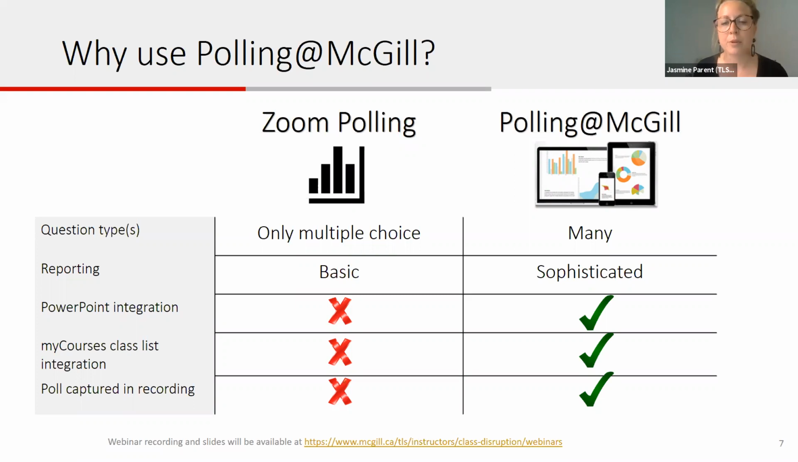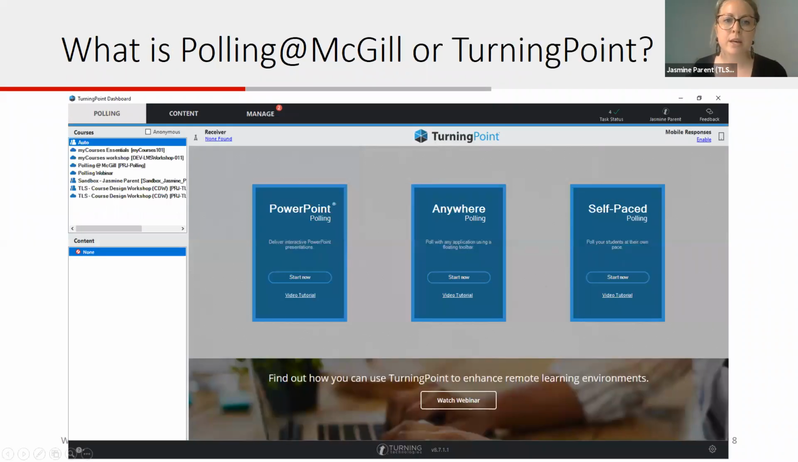So it's not to say that Polling at McGill is necessarily better than Zoom. Zoom polling does have its place, and it's really great for very quick engagement opportunities within a live lecture. But Polling at McGill is a more sophisticated and powerful tool to use for different types of engagement and interaction opportunities. So at McGill, we use a web-based polling system called Turning Point.